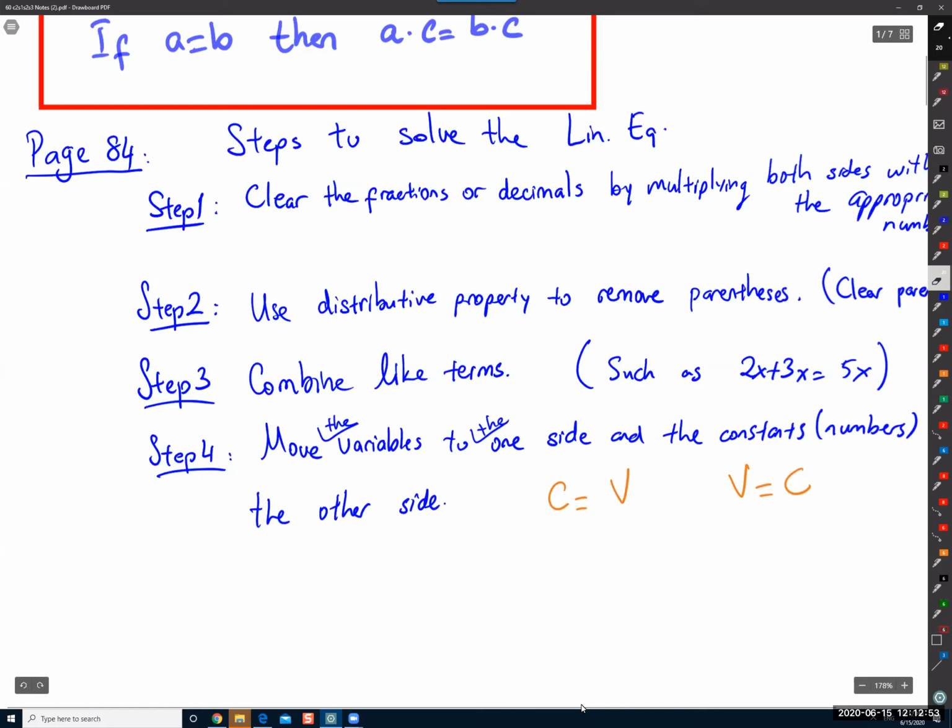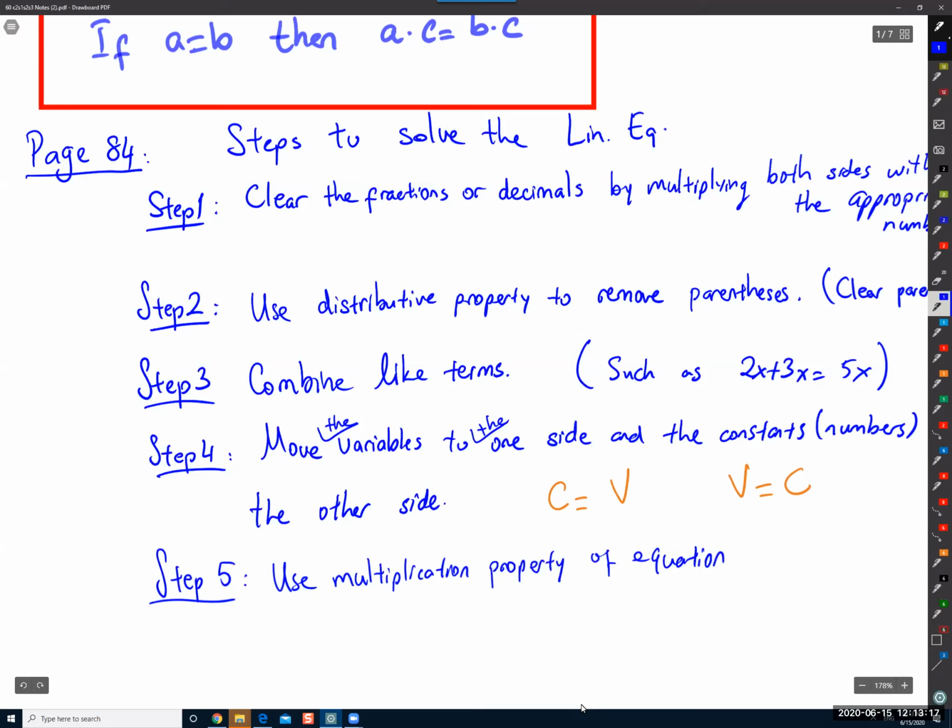And step 5 is to use the multiplication property to get the variable alone. I usually use the term isolate the variable.